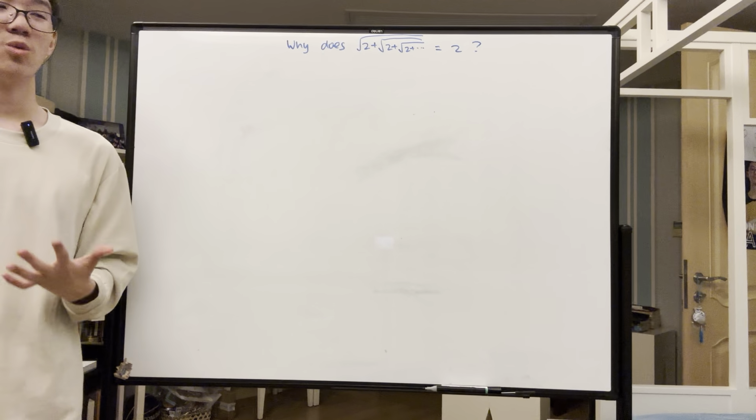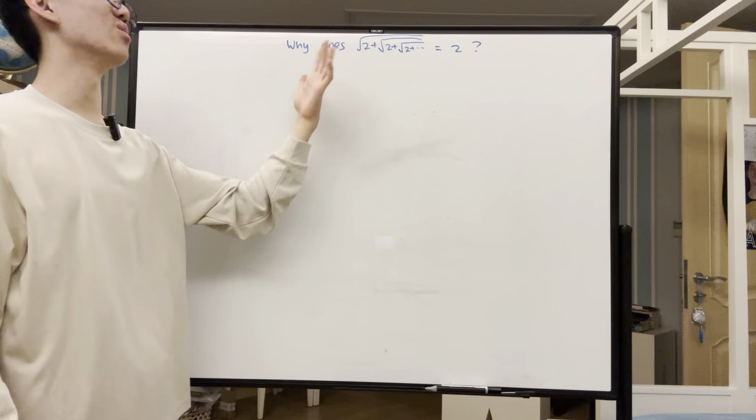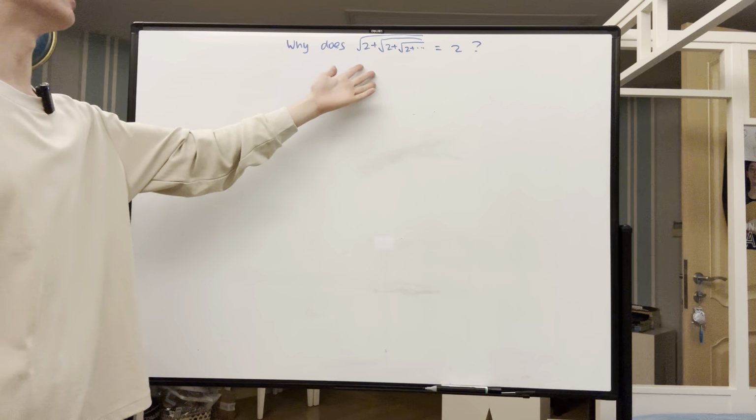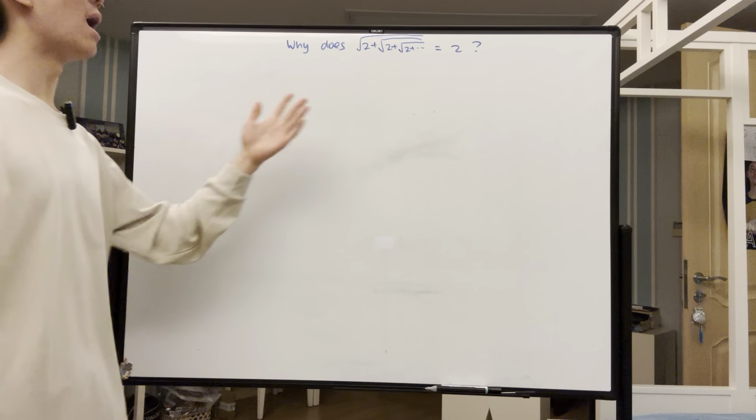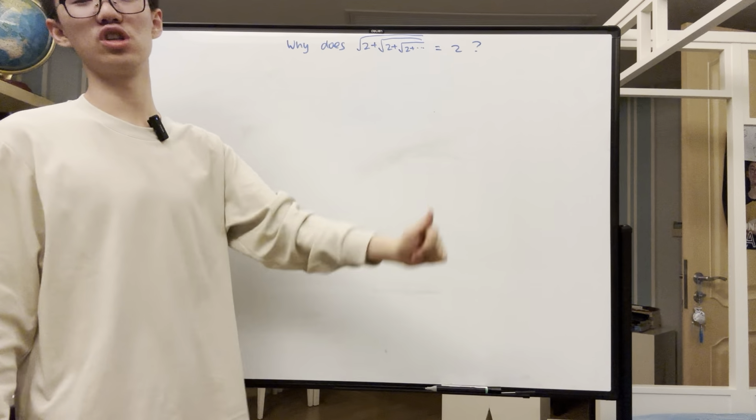Okay, so in this video, we'll be looking at a very interesting continued radical. This one, root 2 plus root 2 plus root 2 plus dot dot dot, and we'll be seeing why this radical in fact is equal to 2.